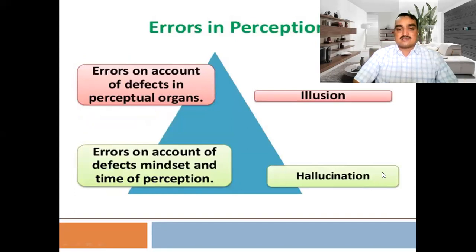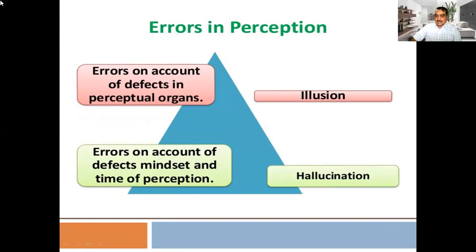There are some errors in perception too. What are they, let us try to understand. Yes, there are two important errors which were identified in this concept. First one is illusion. Second one is hallucination. I will repeat the two important errors that we come across in the form of misunderstanding or even in the process of perception. One is illusion. Second one is hallucination. What is illusion? What is hallucination? Let us see. Illusion is nothing but the errors on account of defects in perceptual organs.